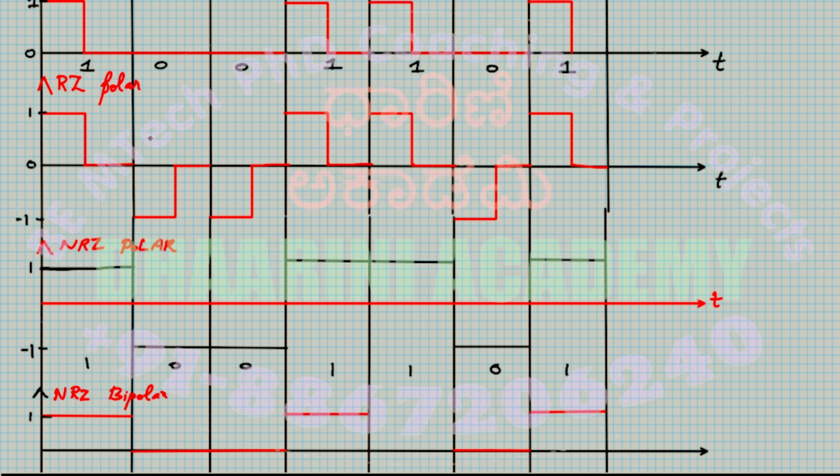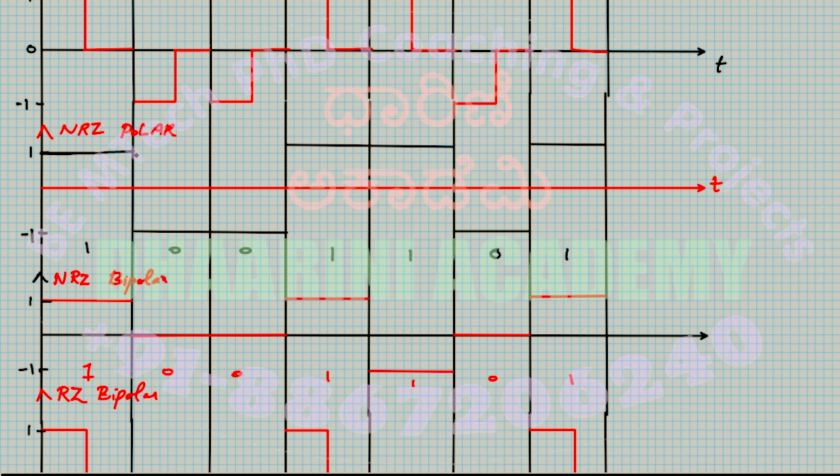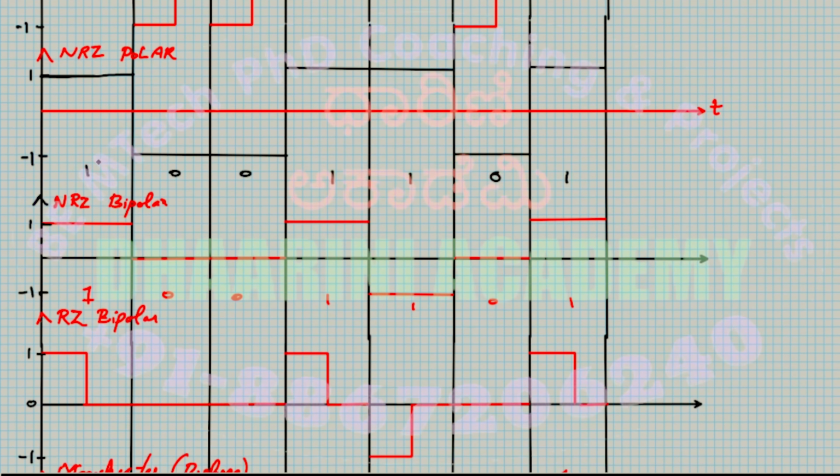The next format is non-return to 0 polar. Polar means there will be two polarities by default, right? Again, it is not coming to 0 throughout your bit duration. That particular level will be maintained. So in NRZ polar, you can see 1 is completely 1 for the bit duration. For 0, it is minus 1 for the complete bit duration. There is no returning to 0. So in this case, you will never see the level 0 in the whole graph. Throughout your signaling period, you never see a 0. So that is NRZ polar.